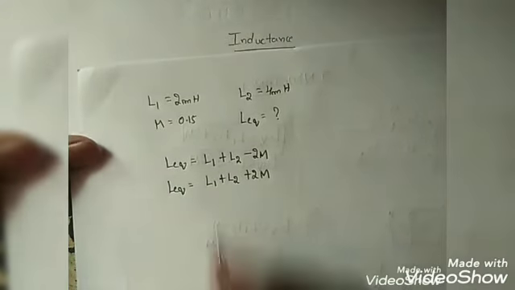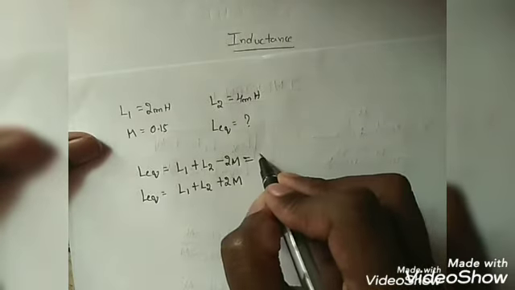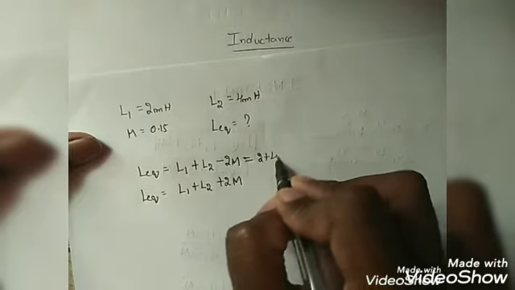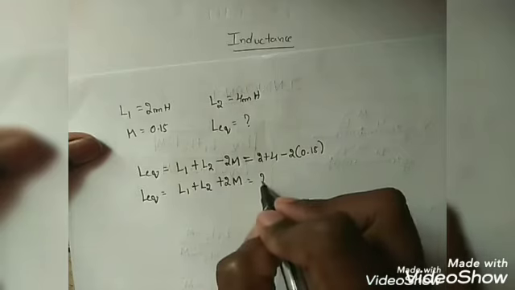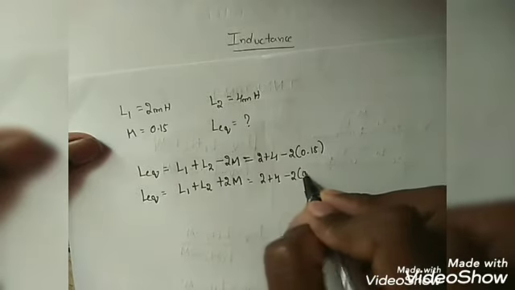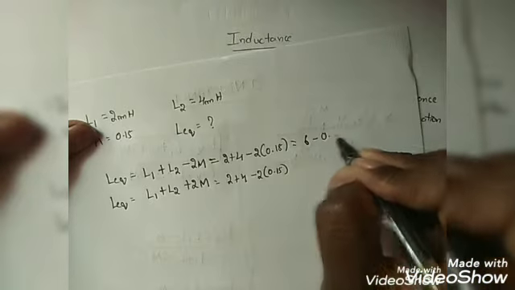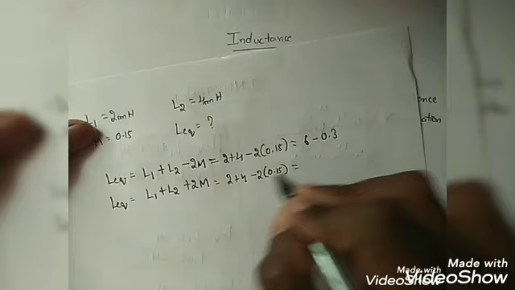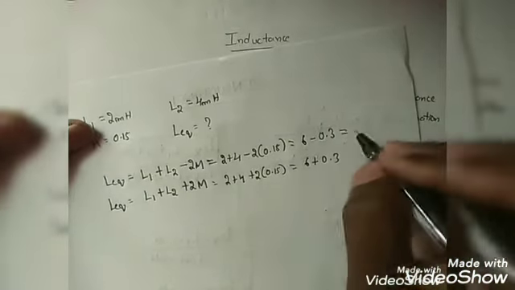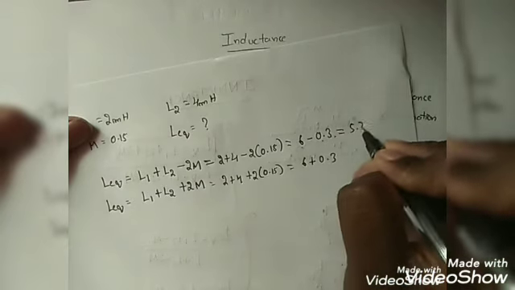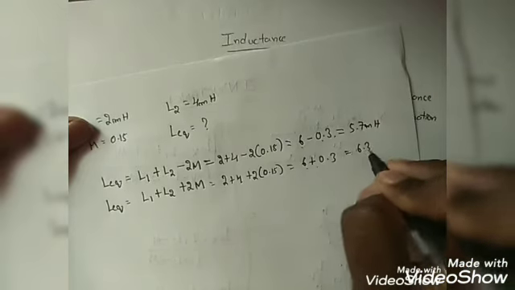Let's apply these values in both formulas. Here we get 2 plus 4 minus 2 into 0.15, which is 6 minus 0.3, giving 5.7 millihenry. And here 2 plus 4 plus 2 into 0.15 is 6 plus 0.3, which is 6.3 millihenry.